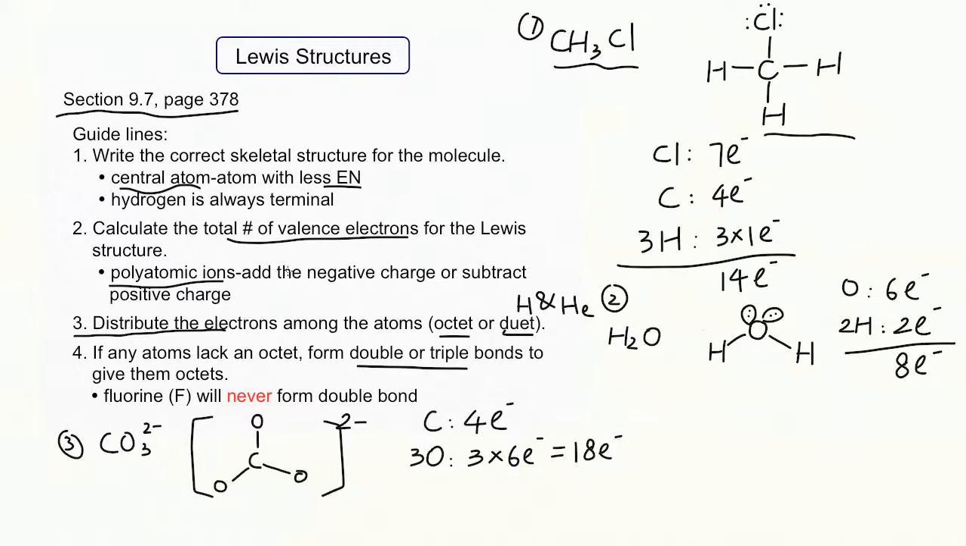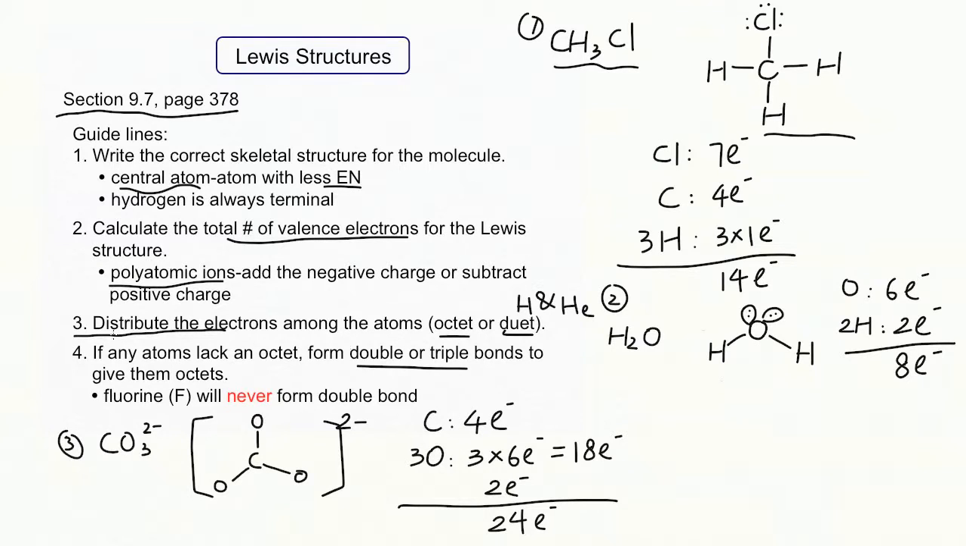And remember, if the ion is negatively charged, you do need to add the charge when you count the total valence electrons. Because this is CO3 2 minus, you need to add 2 more electrons. So you do the calculation and you'll find that total it has 24 valence electrons.